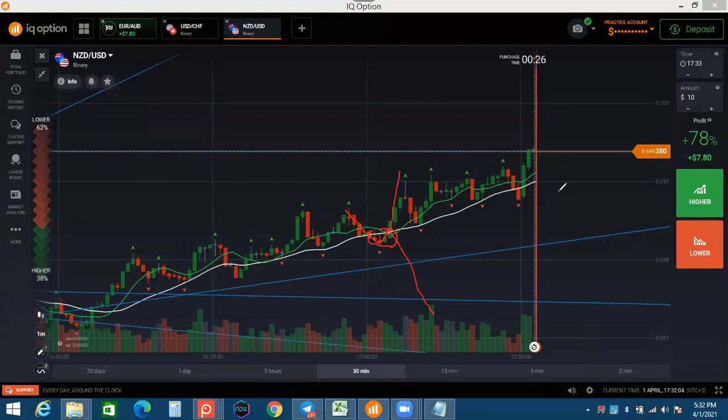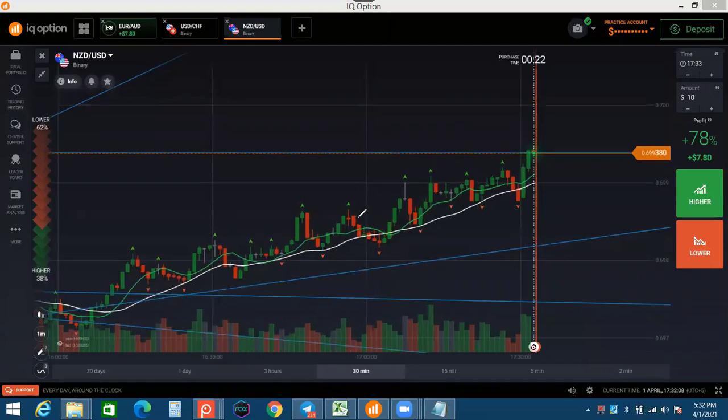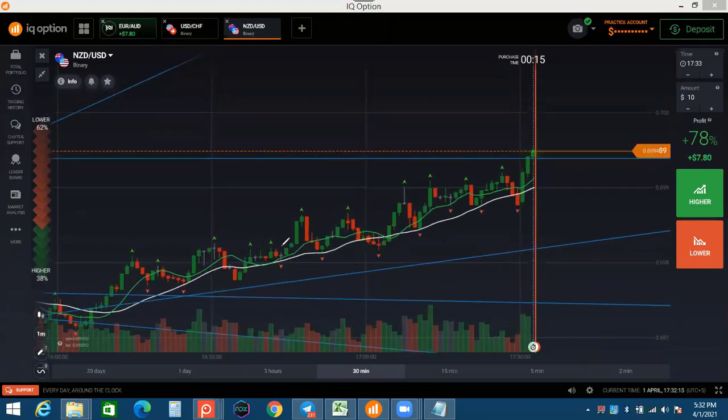Why do they fail? Because they are following the breakout concept, that if there is a breakout, there will be a retest, and then it will go down. But they are not following what the market is following.